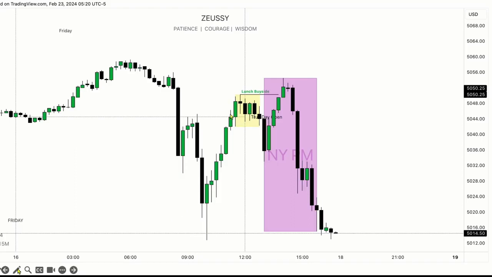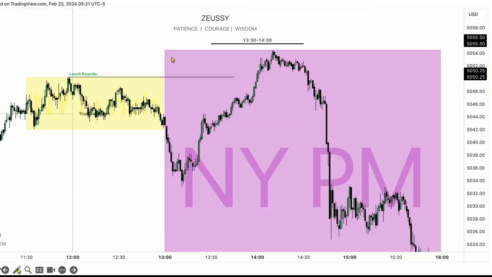This is a purge of the lunch buy side, which is a scenario outlined for the PM session. The lunch buy side is a POI if we're bearish for the PM session. Take a closer look on the 1 minute time frame, we can see the following. We can see that the lunch buy side liquidity got engineered above this high.